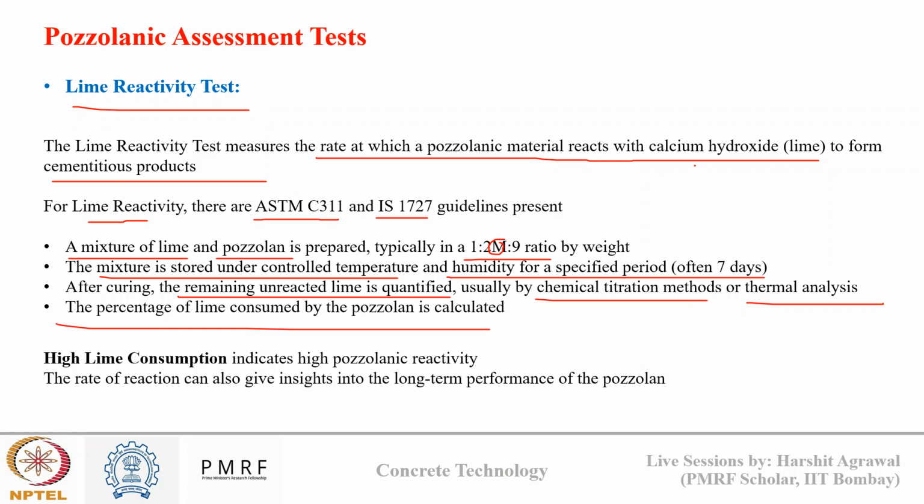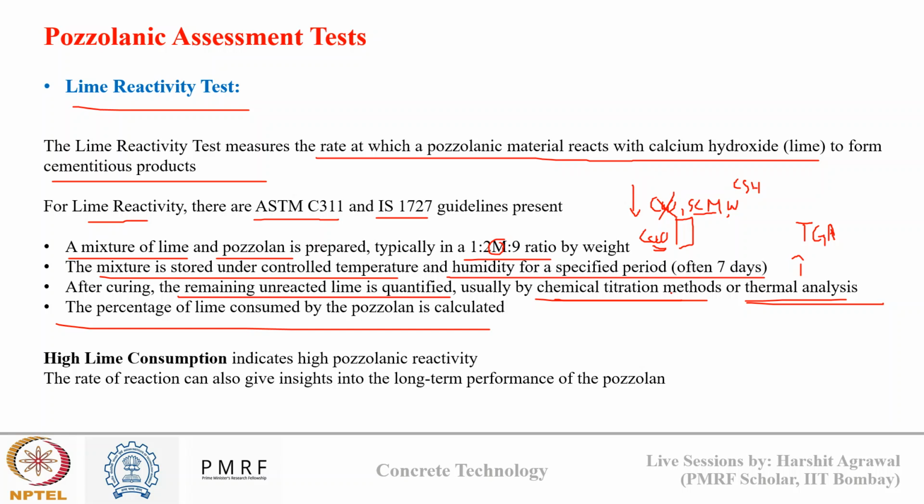So what we do, we prepare a paste which has lime, CaO, my pozzolanic material, that is my SCM, and water. If my SCM shows pozzolanic reaction, it will react with CaO in the presence of water to form CSH. Now if it is reacting with CaO, it will consume CaO, so my CaO quantity will decrease. After a certain age, I will determine the unreacted lime, the lime which is left over and has not reacted, either using chemical titration or using thermal analysis, which we generally do as thermogravimetric analysis, TGA.